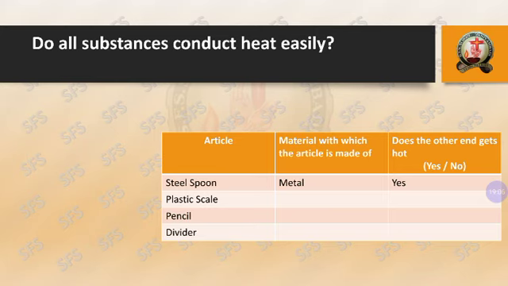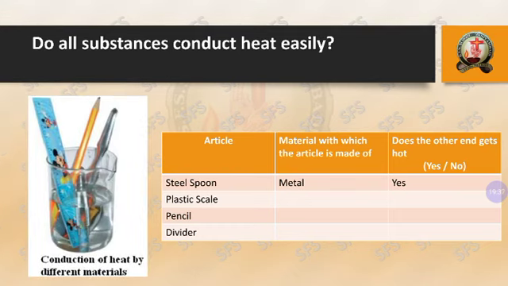What you need to do is take a few things like a steel spoon, plastic scale, pencil and divider. Then you should mention the material with which the article is made. If it is made of metal, you should denote it as metal. If it is made of plastic, you should denote it as plastic. Then, does the other end get hot? If it is getting hot, you should mention yes, and if it is not, then you should mention no.